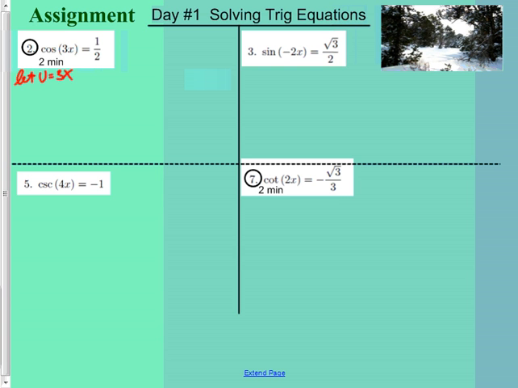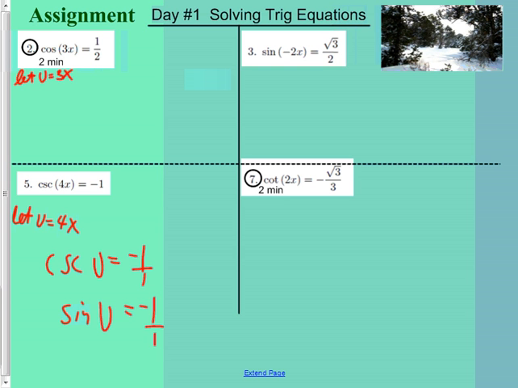You'll do the same exact thing on 3. On 4, something changed and got weirder. What was it? It was cosecant. So yeah, you still do a u substitution, let u equal 4x, but you also change it from cosecant of u equals negative 1 to flip it. What's the flip of cosecant? Sine u equals negative 1, but then I got to take negative 1 over 1 and flip that, but that doesn't actually change, does it? When you take negative 1 over 1 and you flip it, it's now still negative 1 over 1.